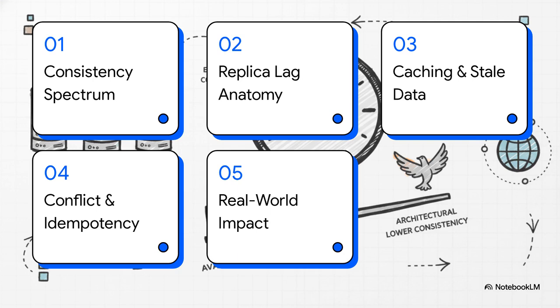Okay, here is our roadmap for today. First, the consistency spectrum. Second, the anatomy of replica lag. Third, caching and stale data. Fourth, conflict resolution and idempotency. And finally, number 5, the real-world user impact.